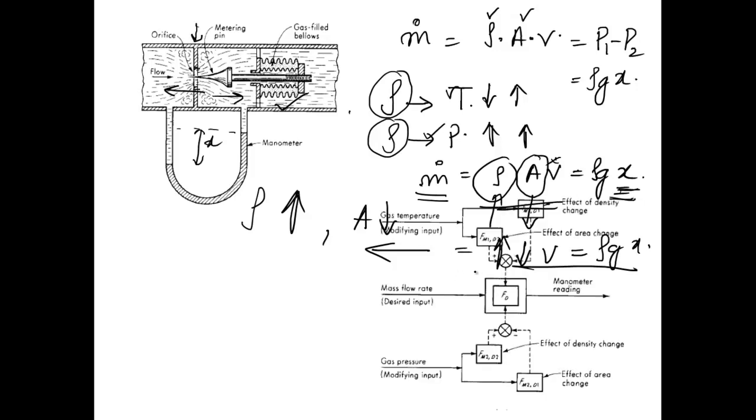So this is the block diagram for this, similar to the one we have seen previously. We have gas pressure as a modifying input, gas temperature as a modifying input, and these effects are compensated by the effect of area change, so that the manometer reading is as per the desired input. All right, so this completes our input output characteristics of these instruments.